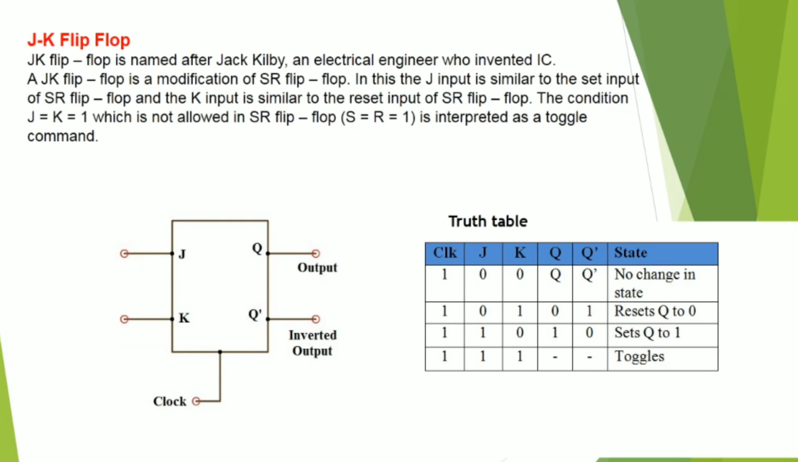Here, we'll go for the other flip-flop, that is the JK flip-flop. This name is given after the scientist Jack Kilby. Here again, the condition of S equal to R equal to 1 is overcome. There are two variables, J and K, as inputs, and we are expecting the outputs in the form of Q and Q bar, which are complements of each other, and this is the truth table for the same.